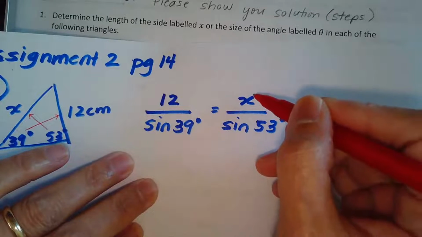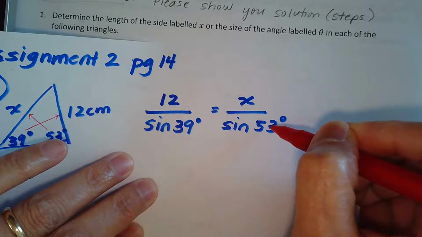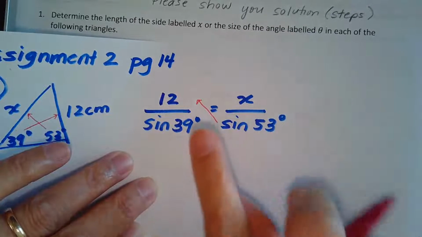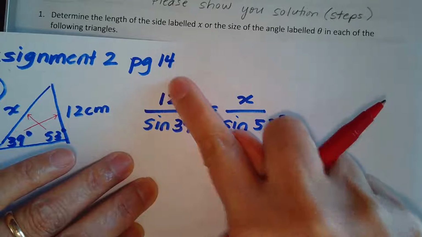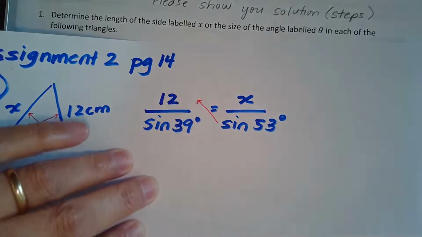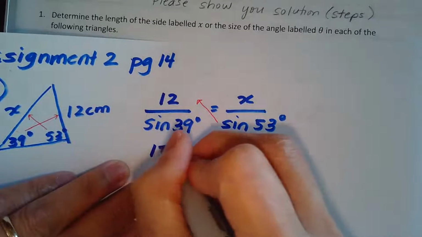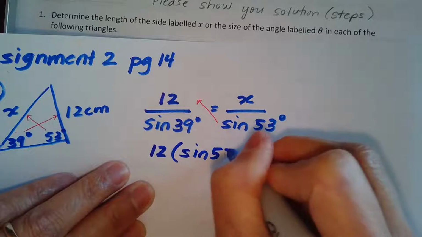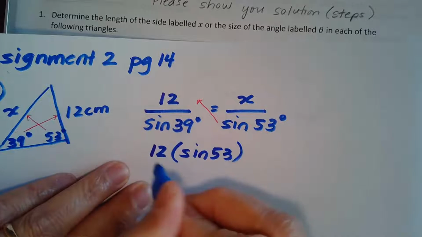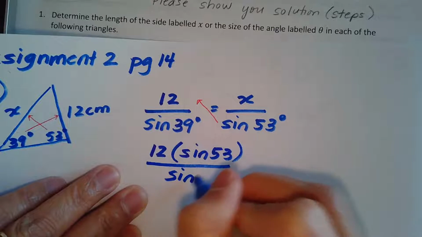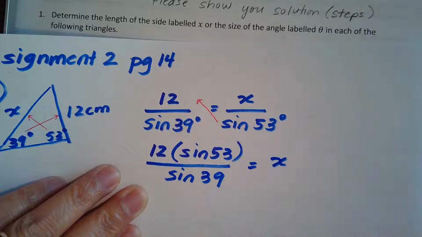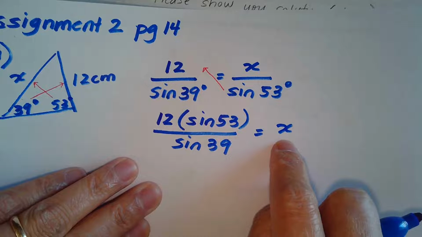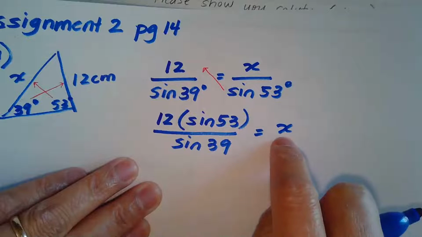From here, we're going to try to solve for X, and you can see that this X is being divided by sine of 53. What we're going to do is take that sine of 53 and cross multiply it to 12. This becomes 12 times, I'm going to use the brackets to indicate multiplication, sine 53, and then it's still being divided by sine 39, equals X. As you can see, X is now isolated, meaning it is by itself.